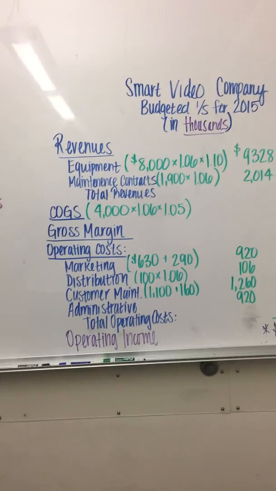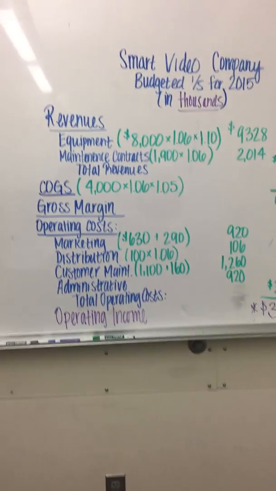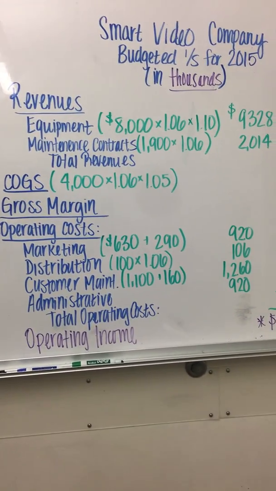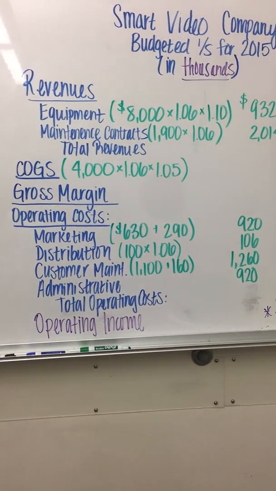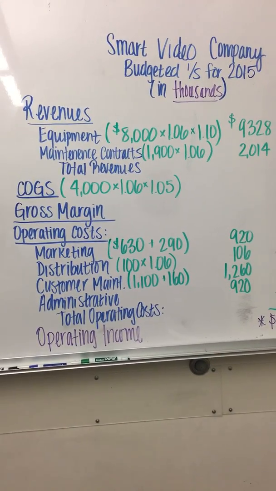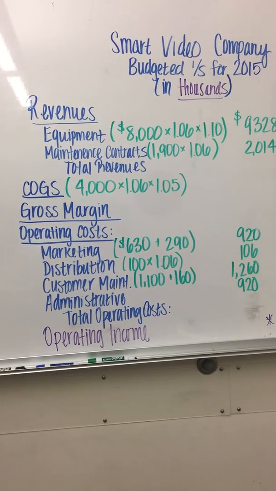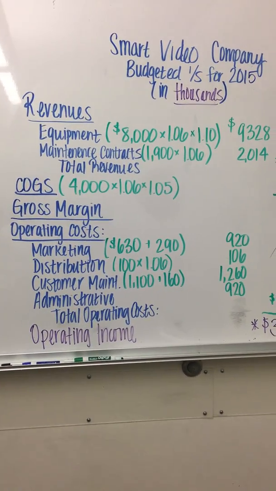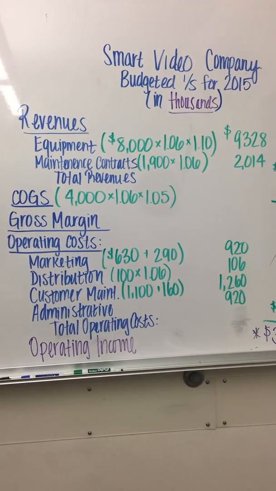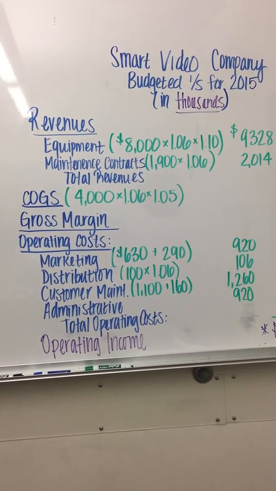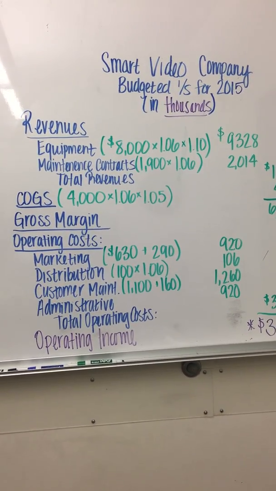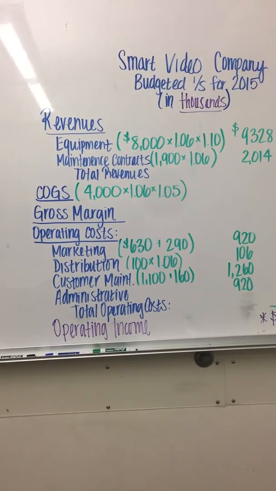As with any other income statement, we're going to start off with our revenues. Keep in mind that this is budgeted, but we still created it. Our equipment for 2014 was $8,000. However, for 2015, we know that our equipment prices go up by 10% and that our equipment sales in units increase by 6%. So that is why we are multiplying the 8,000 times the 1.06 and the 1.10. We get 93.28 for our equipment revenues.